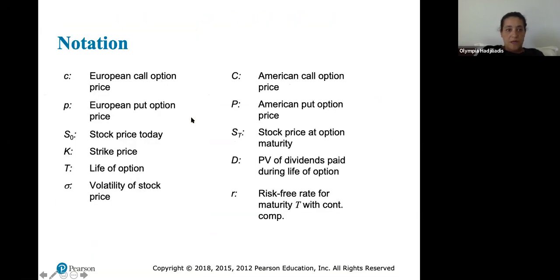So properties of stock prices. The notation is: c is a European call option, p is a European put option, S0 is the stock price today, K is the strike price, T is the life of the option, sigma is the volatility of the stock price, capital C is the American call option price, capital P is the American put option price, ST is the stock price at option maturity, D is the present value of dividends paid during the life of the option, and the risk-free rate is r with continuous compounding.